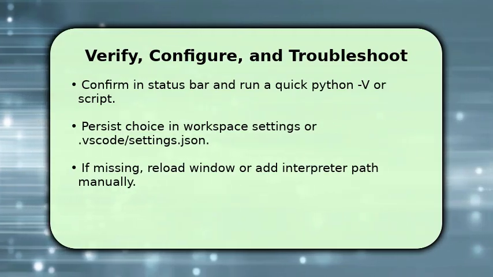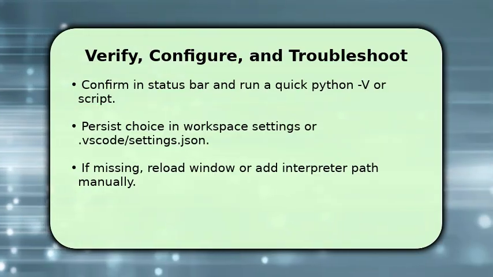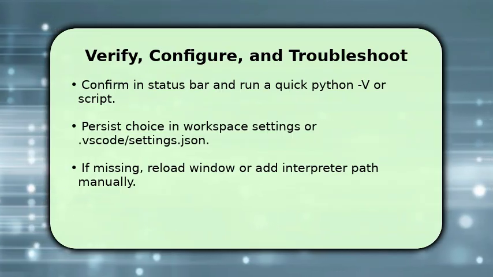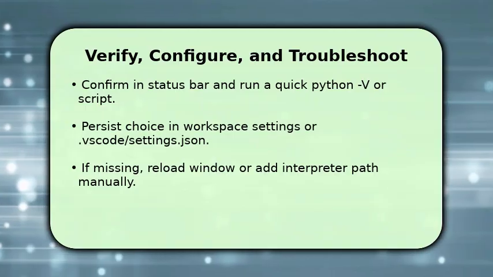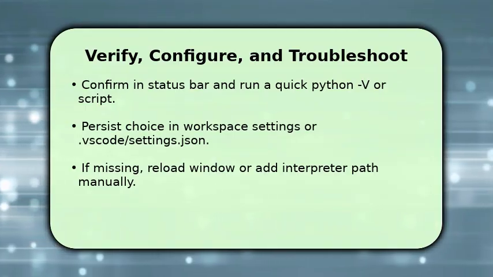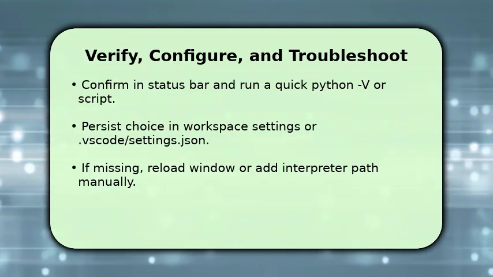If VS Code still shows the wrong interpreter, reload the window or reopen the folder. Failing that, add the full interpreter path manually to .vscode/settings.json. If problems continue, check the Python extension logs and ensure the environment is activated before launching.